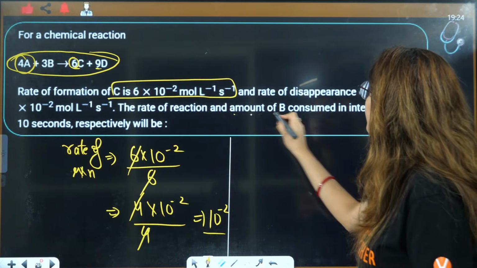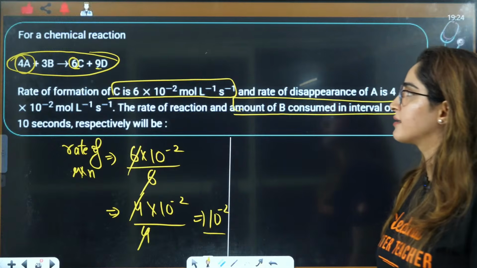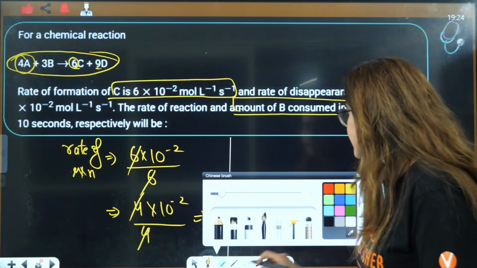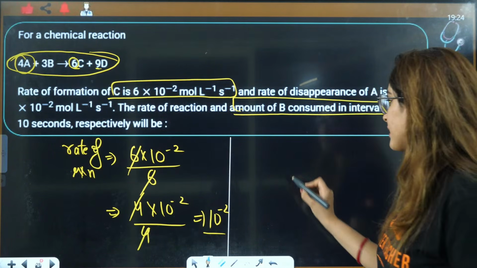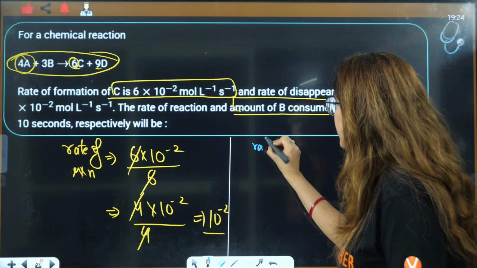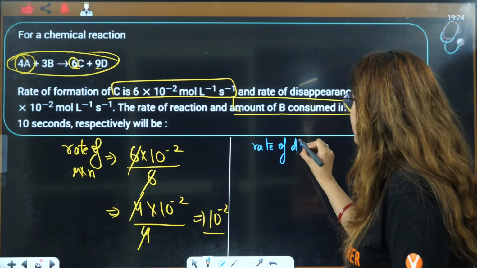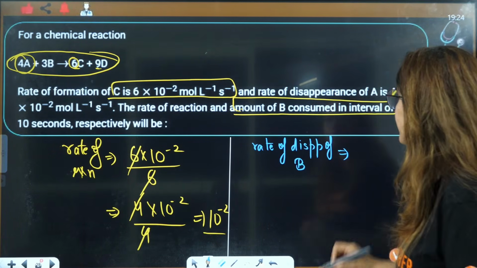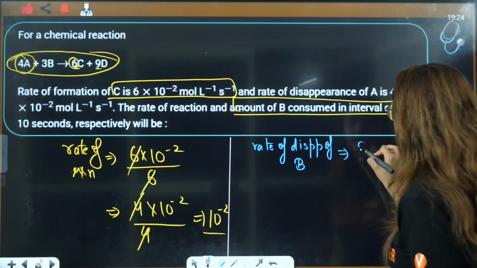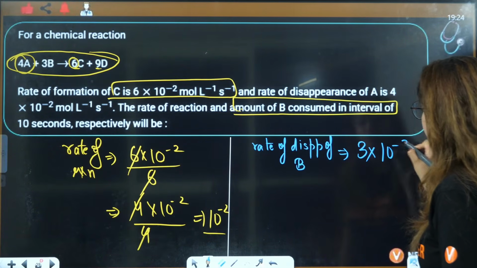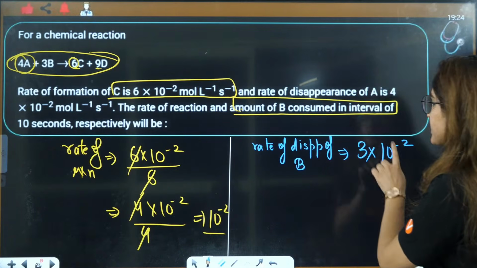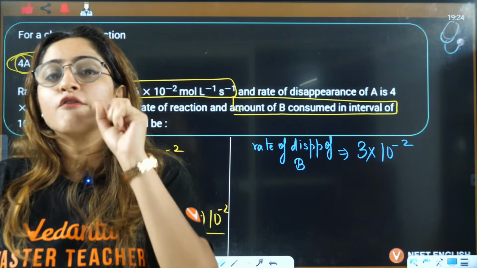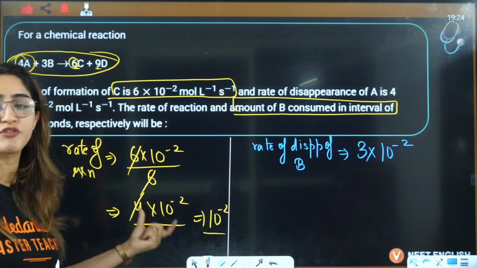Next is the amount of B consumed in the interval of 10 seconds. See, how much B is consumed, you have to tell. So that is the disappearance of B. What is the rate of disappearance of B? The rate of disappearance of B is the coefficient of B, that is 3, multiplied by the rate of reaction. Whenever you are calculating disappearance or appearance, the coefficient is multiplied. Whenever you are calculating the rate of reaction, the coefficient is divided.